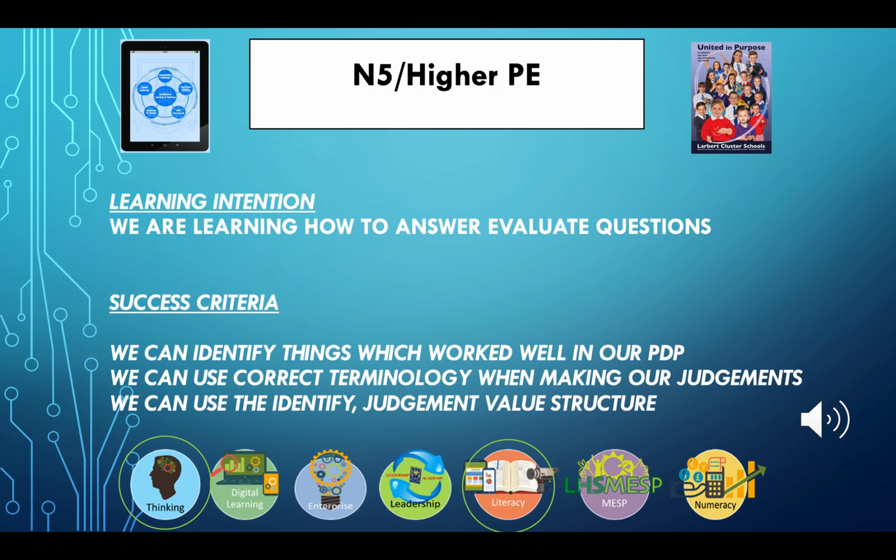Today's lesson is going to look at how we answer evaluate questions. Evaluate questions are the hardest questions that you will face in National 5 PE, and they are specifically aimed at pupils who are looking to achieve an A or a B. For those of you that go on to study PE at higher, you will become very familiar with evaluate questions. By the end of today's lesson, we'll hopefully be able to identify specific aspects of our training programme which worked well or didn't work well, and we'll be able to use correct terminology when making our judgments. Also, we'll be able to follow a specific structure to help us achieve all of the marks in the question, and that structure is identify, judgment and value, or IJV.